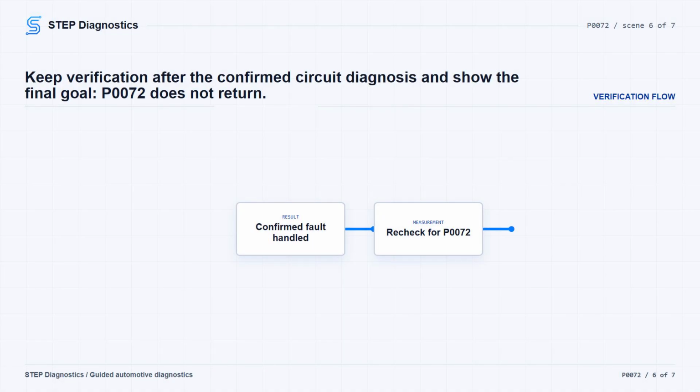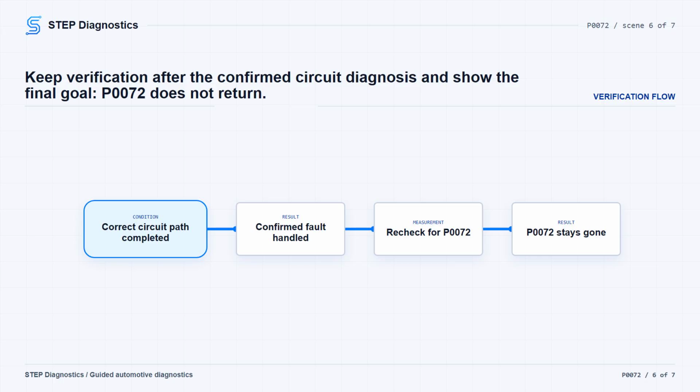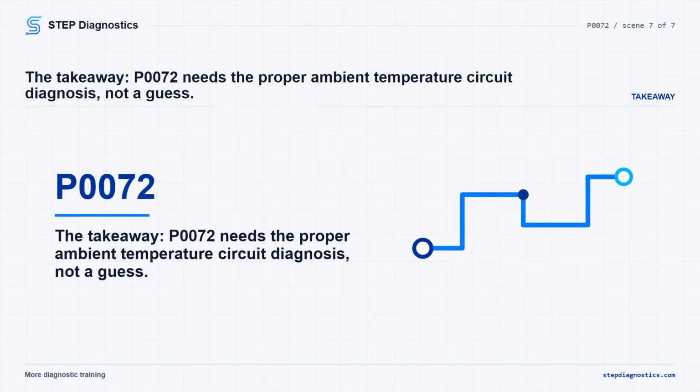Once the correct diagnostic path has been completed and any confirmed fault has been corrected, verify the repair and confirm P0072 stays gone. The takeaway: this is an ambient air temperature circuit low code, but without the required circuit test routine, the right move is to stop and get onto the correct diagnostic path instead of guessing.